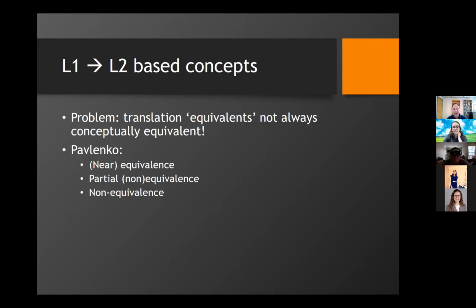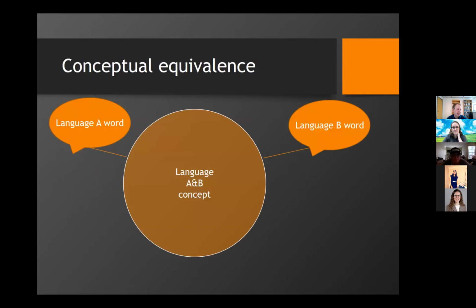So the first scenario would be full equivalence or conceptual equivalence. And this is, of course, the ideal situation where the L1 word or the language A word and the language B word are basically mapped to the exact same concept. So when you learn that second language form, you've essentially learned the second language meaning as well. And this does happen sometimes, but as we know, it's not always the case.